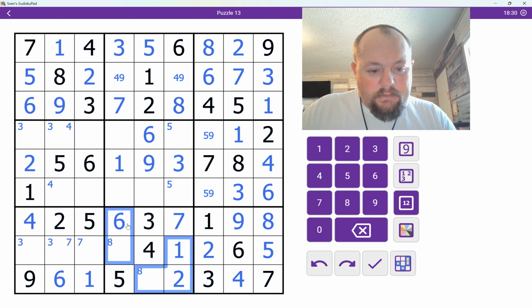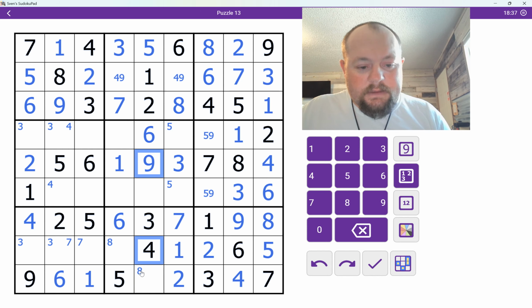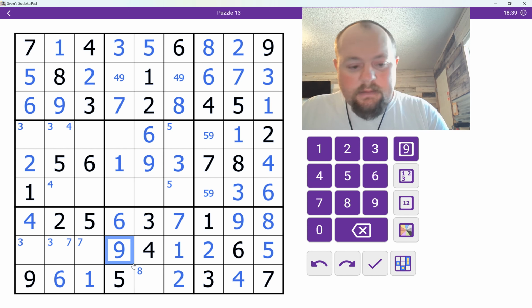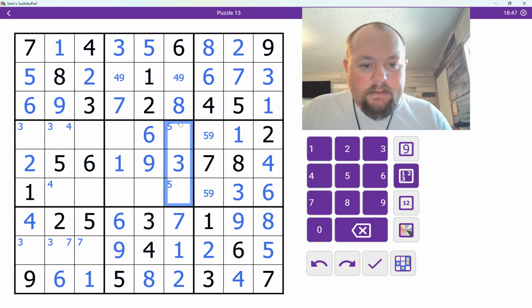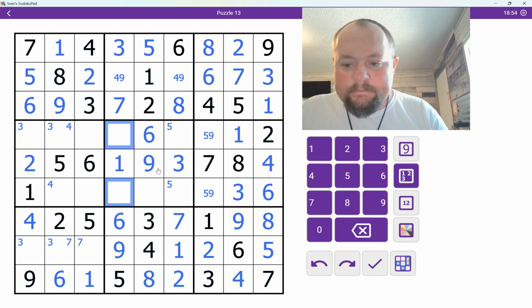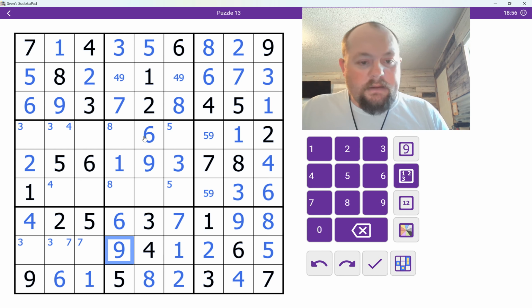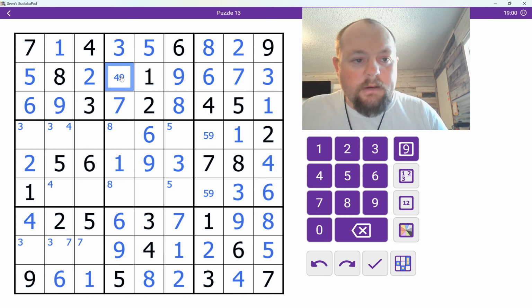This box down here, box number 8. It's missing 8 and 9. That 9 looks down into it. Puts a 9 there. Gives us an 8. Plant that 8. That 8 and that 8 put an 8 in one of those two spots. This 9 that we just got resolves our 9 and 4 9 pair.